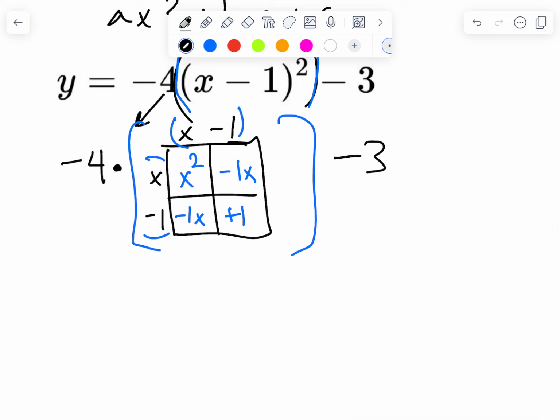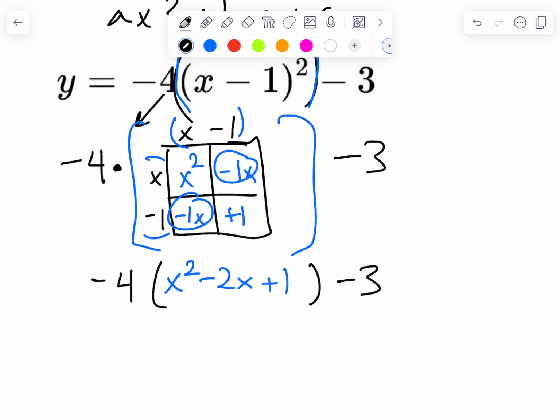So I'm going to say you have to do negative 4. And then I'm just going to write all this stuff in the middle, but combine the like terms. So that's minus 2x plus 1. And I still have this minus 3. Now I have this 4 with, it's a times, I'm going to have to distribute it in.